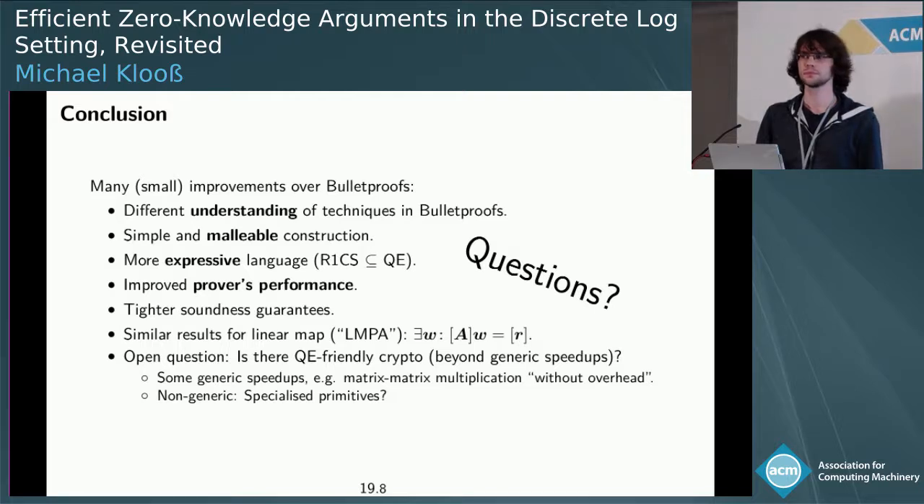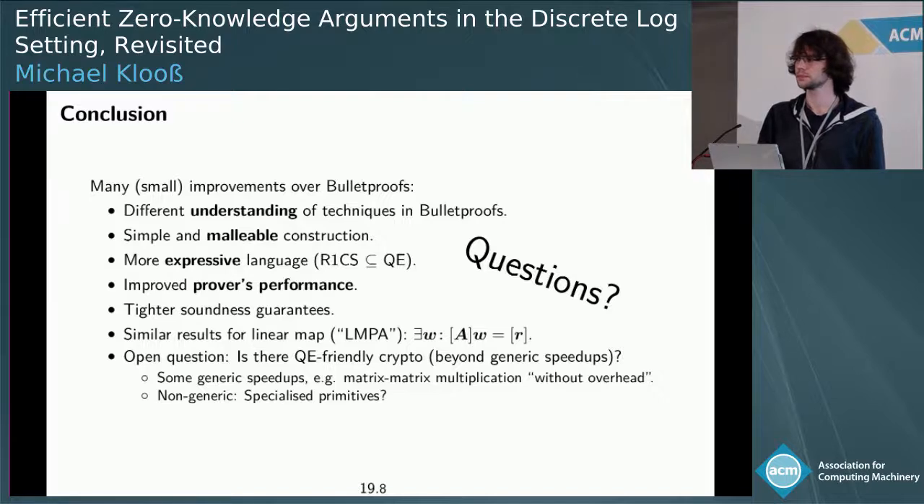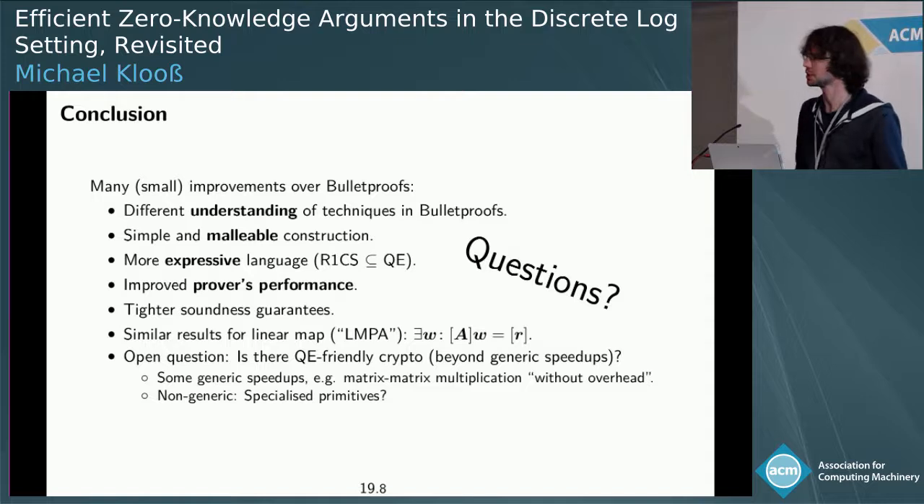Questions? I may have missed something, but what does more expressive mean here? A quadratic equation is just a superset of R1CS. That's what I mean by more expressive. Maybe this is badly formulated, but I can express a quadratic equation in one native thing, whereas I need many R1CS equations perhaps to express one quadratic equation. The inner product is one example where you need a lot of equations. I see. Thanks.